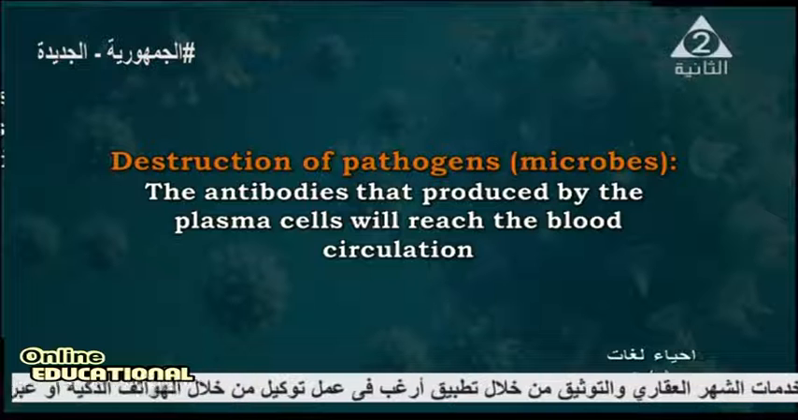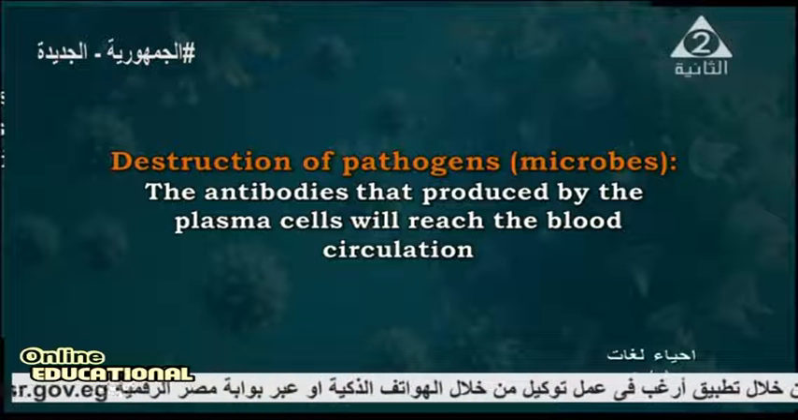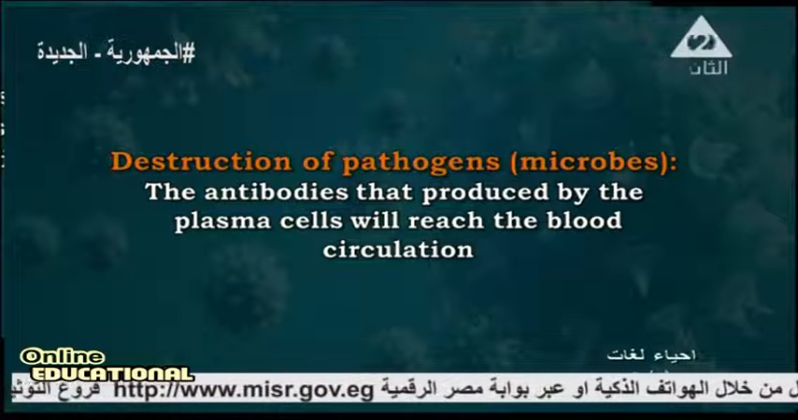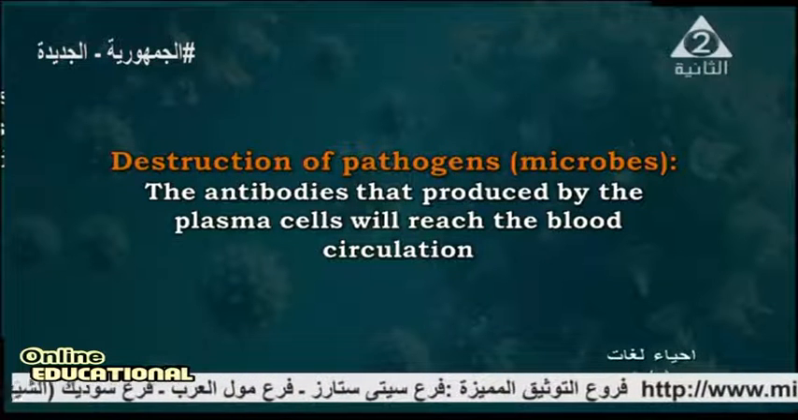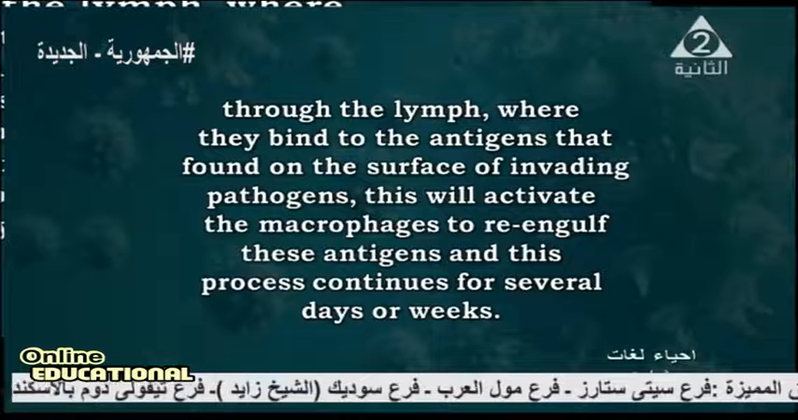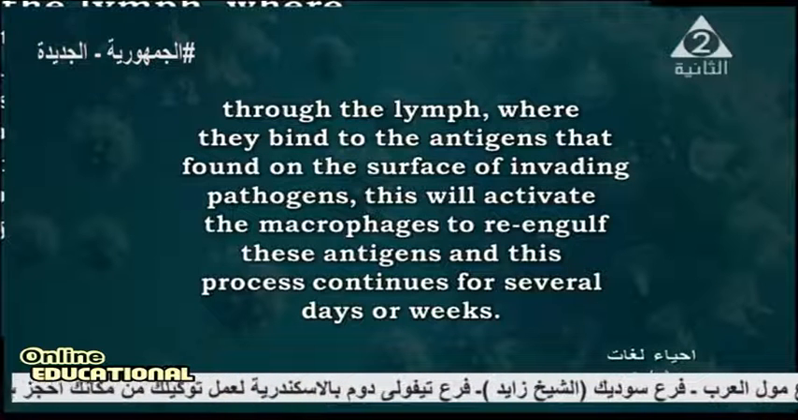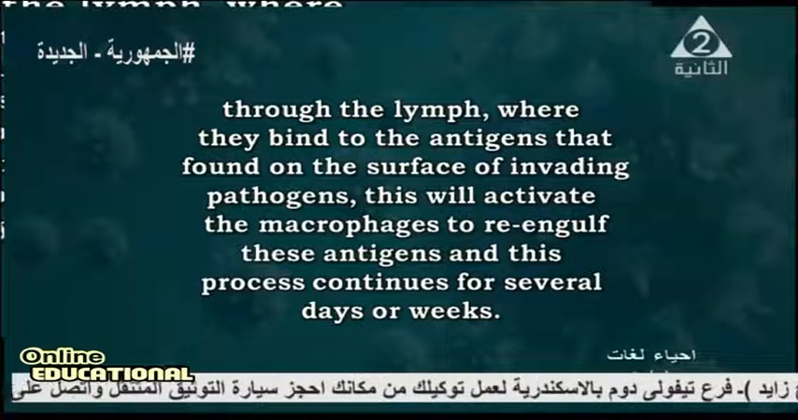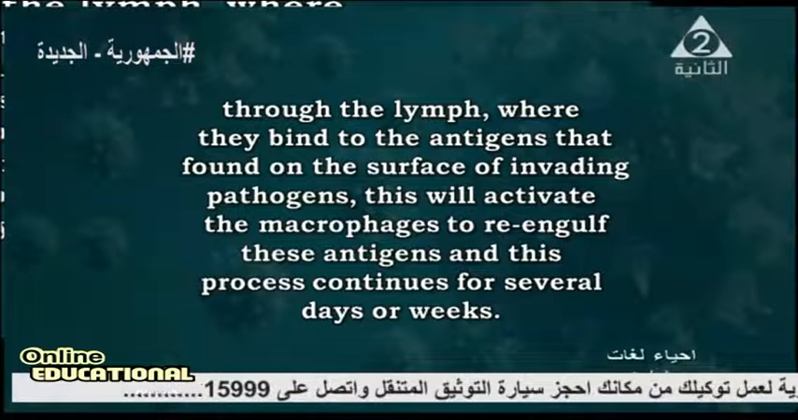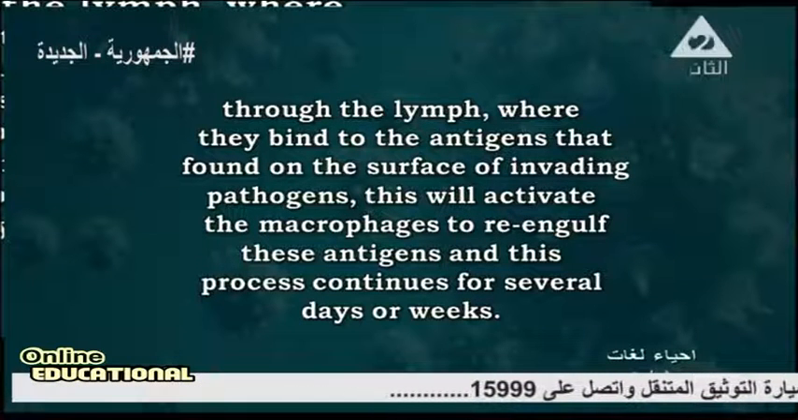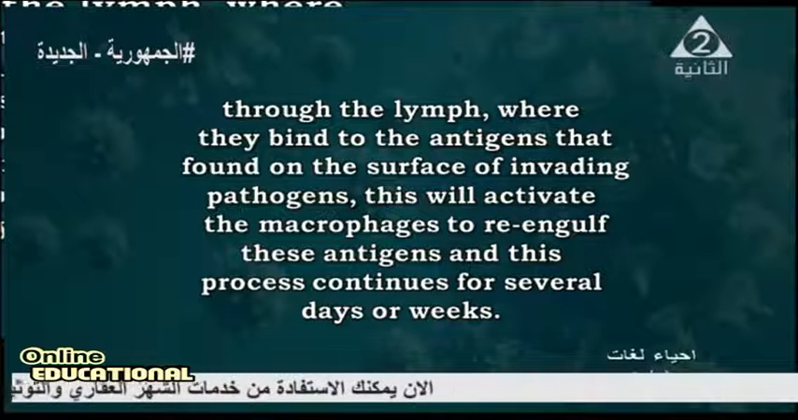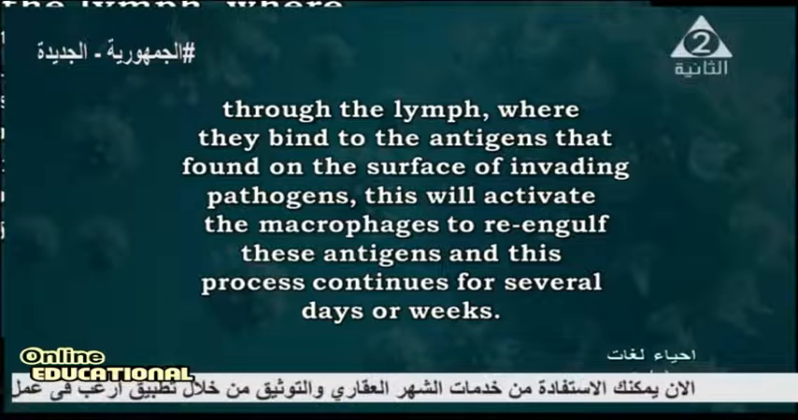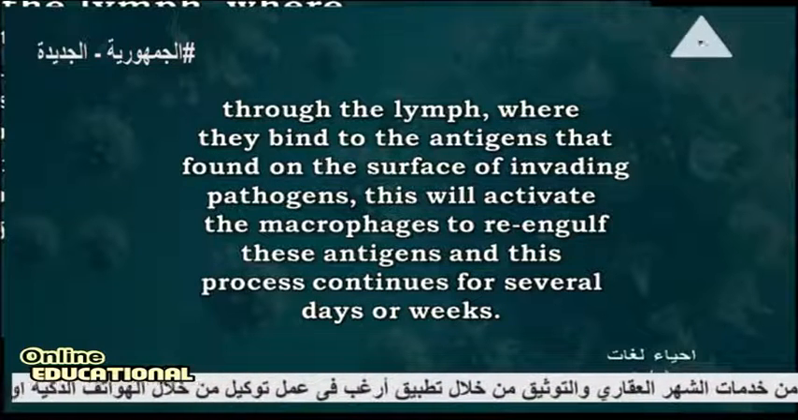The antibody that is produced by the plasma cells will reach the blood circulation. After reaching the blood circulation, it kills the microbes inside it through the lymph, where the antibodies bind to the antigen found on the surface of the invading pathogen. This will activate the macrophage again to re-engulf this antigen, and this process continues for several days or weeks. This is if the infection occurs the next time.